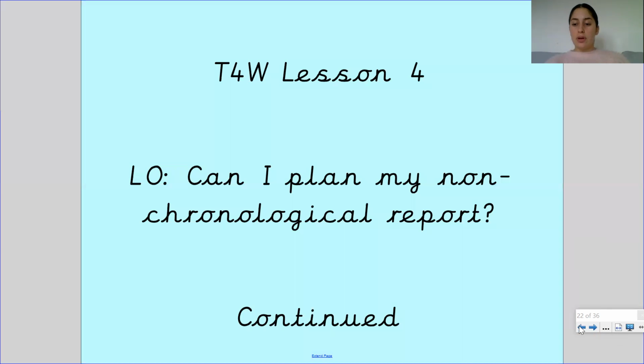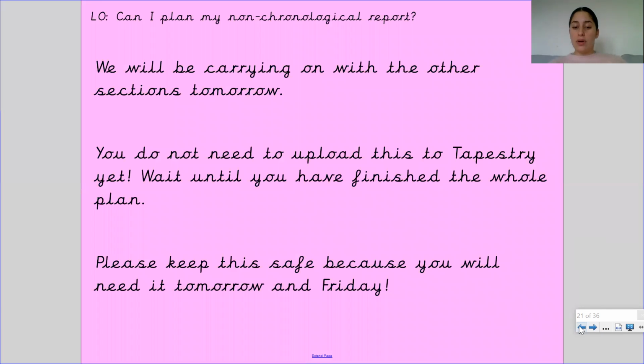Please make sure that you only use bullet points and follow the layout. The plan should also follow the layout of the non-chronological report so that you can just put it next to your new piece of paper when you're writing your non-chronological report, and you can see what the layout is going to look like. So please make sure you also pay close attention to the format of it. Don't worry about uploading it, and please, again, keep it safe.